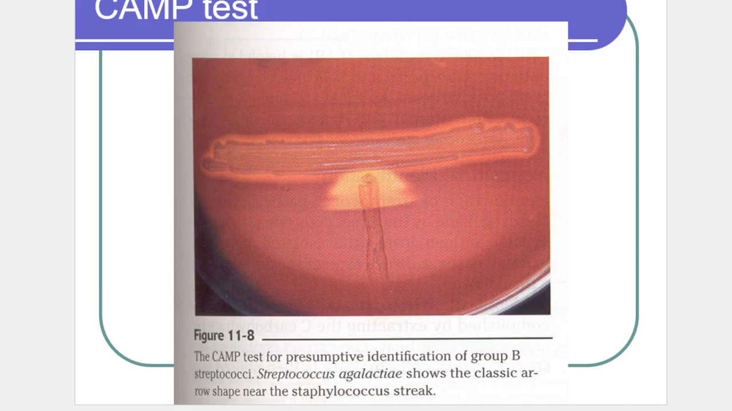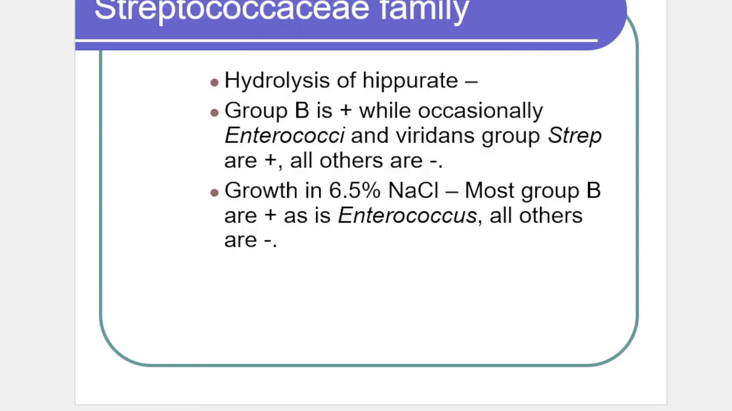Okay, so Streptococcus agalactiae shows the classic arrowhead near the Staphylococcus streak. Hydrolysis of hippurate, group B, okay, are positive. Si group B, enterococci at saka viridans, they are positive. All others are negative. So, si group A, negative siya for hippurate hydrolysis. Growth in 6.5 NaCl, most group B at saka enterococci. The rest, negative. Okay, so you can also use this one to differentiate yung Streptococcus pyogenes from that of agalactiae.